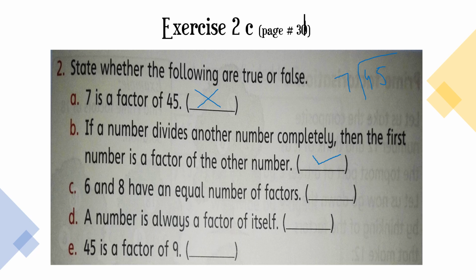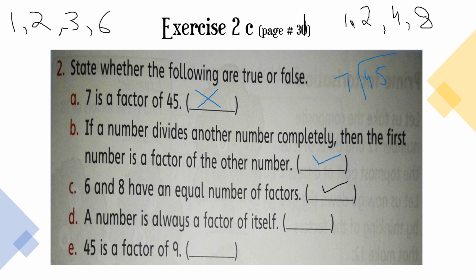For that, you will have to write the factors of 6 and 8 first. So let's write the factors here. What are the factors of 6? Which numbers can divide 6? I'm writing here 1, 2, 3 and 6 itself. So 6 has 4 factors. And how many factors does 8 have? 1, 2, 4 and 8. So yes, 6 and 8 have an equal number of factors, so it is true.